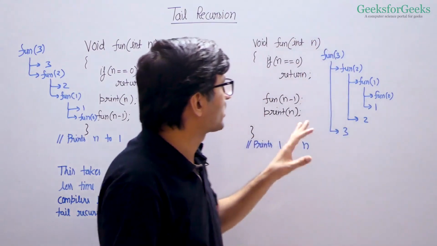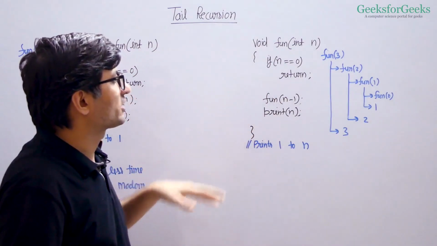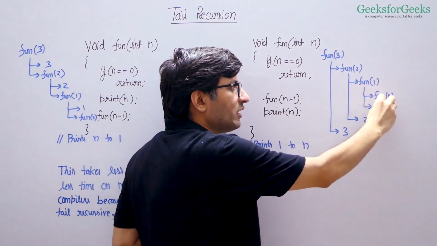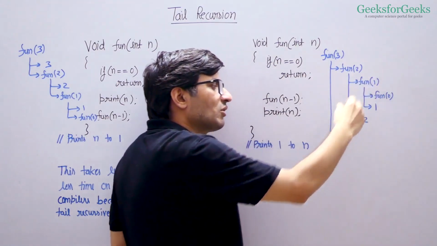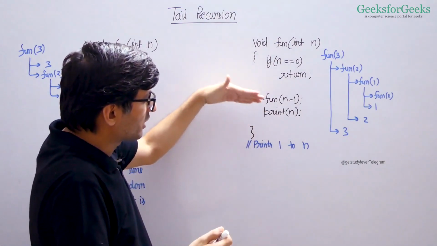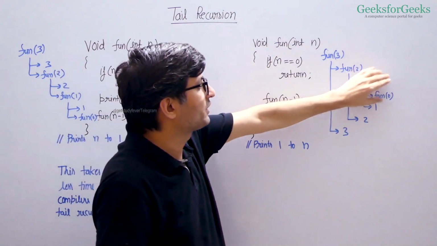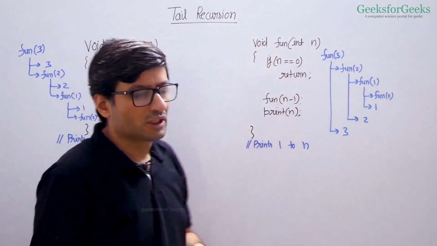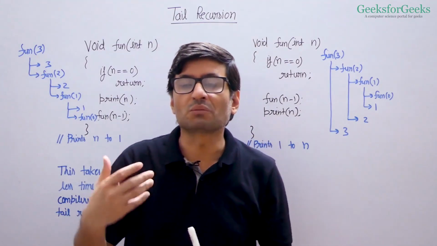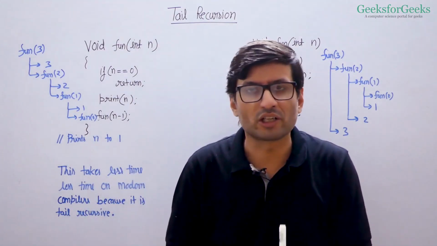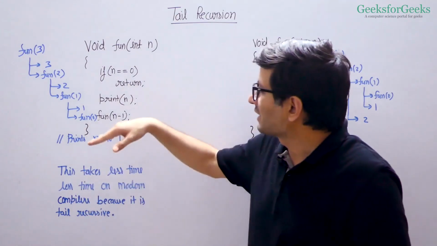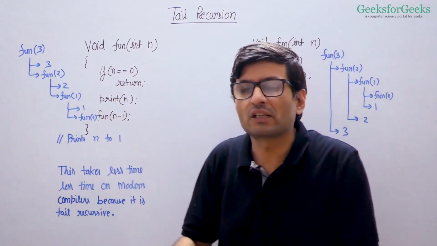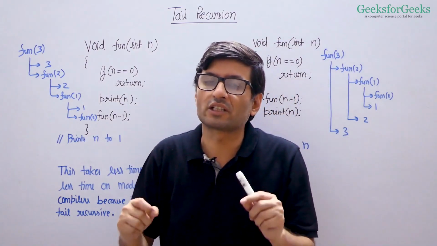If you take a look at this recursive function, it's not tail recursive because fun3 calls fun2, fun2 calls fun1, fun1 calls fun0, and now once fun0 finishes, fun1 has to do something more. Fun1 comes here and prints 1, and when fun1 finishes, fun2 comes here and prints 2. When fun2 finishes, fun3 comes here and prints 3. So when the caller has to do something more after the child call, it's not tail recursive. And when the caller has nothing to do after the child call, then this function is tail recursive. Basically, the last thing in the function is the recursive call.